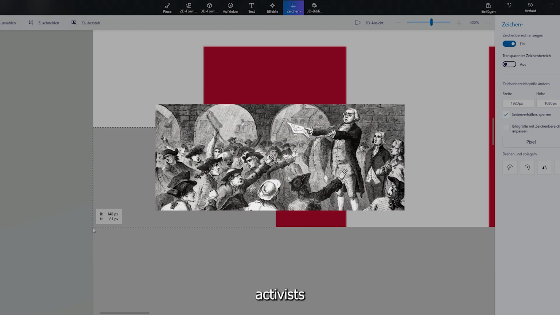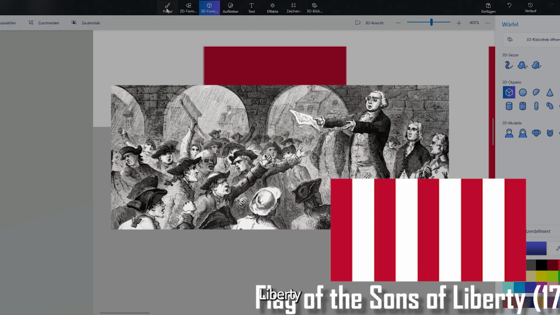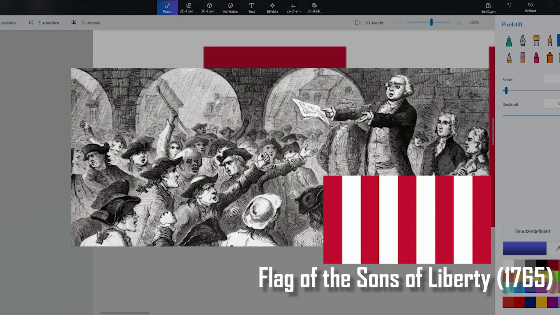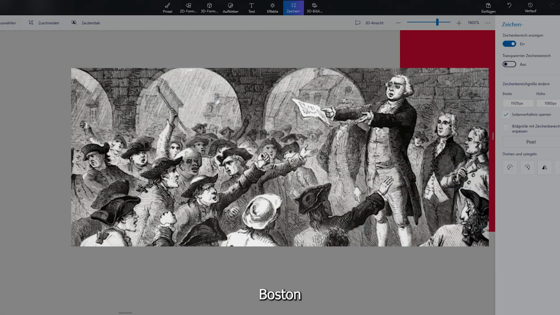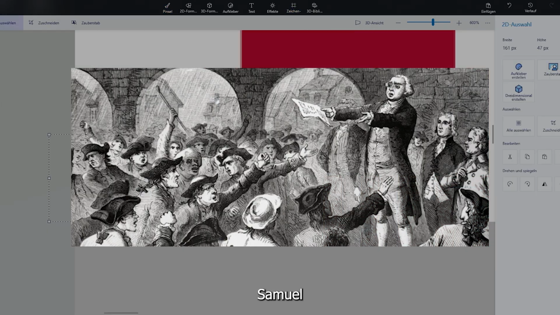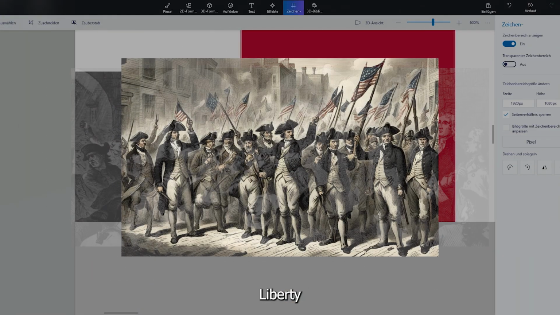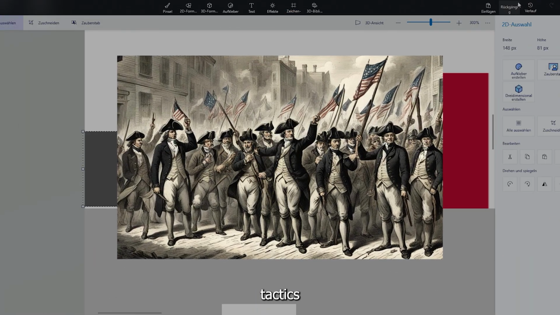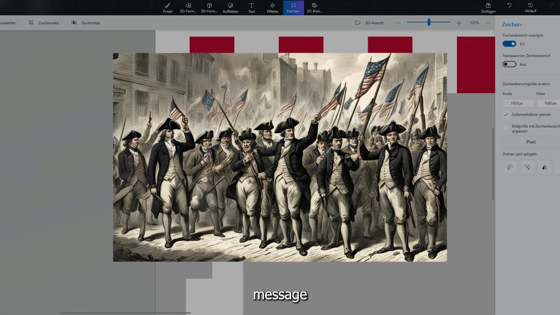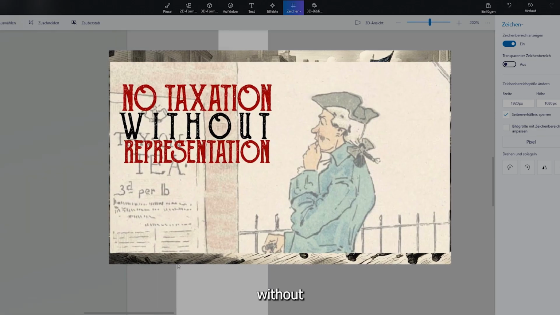In response, a group of activists formed the Sons of Liberty in 1765. It was made of regular workers from Boston and led by figures like Samuel Adams, John Hancock, and Paul Revere. The Sons of Liberty organized protests and used bold tactics to resist British rule. Their message was clear: no taxation without representation.